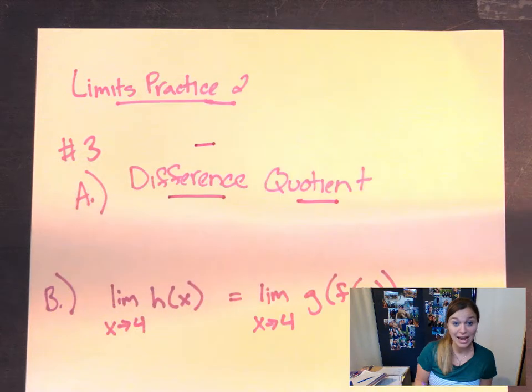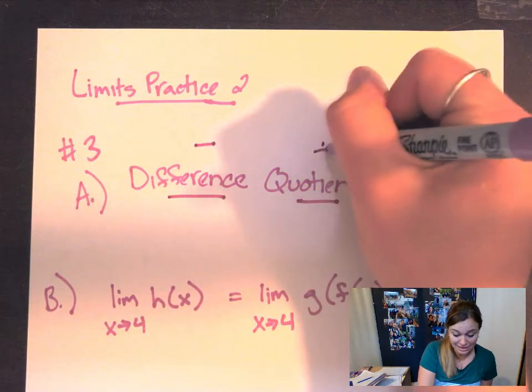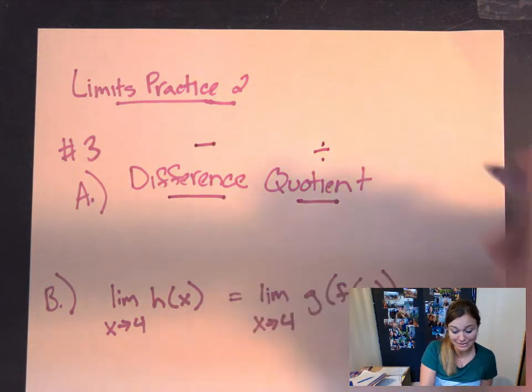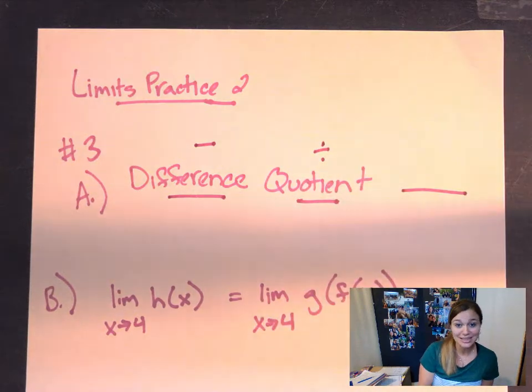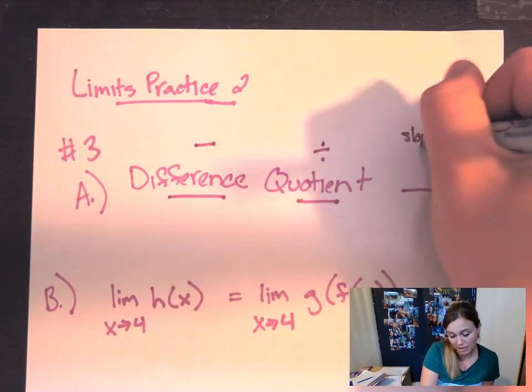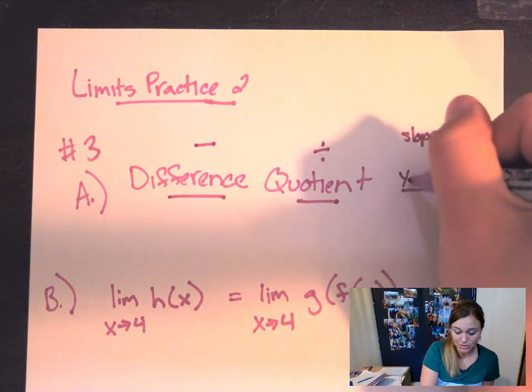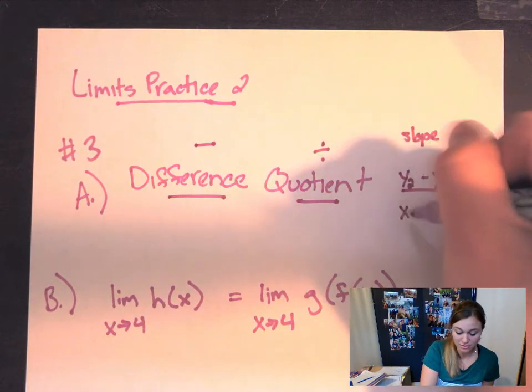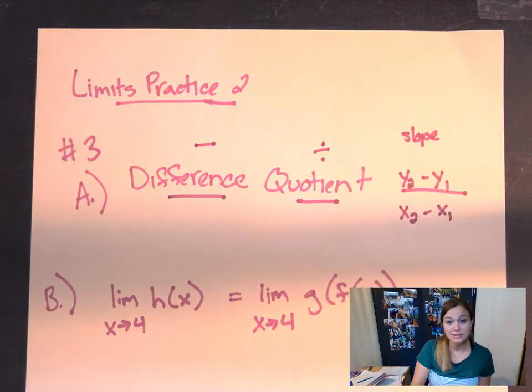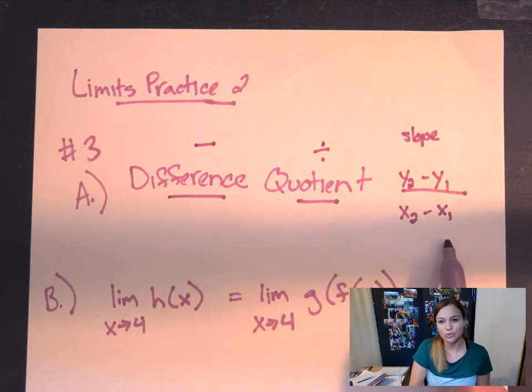Difference means subtract. Quotient is the answer to a division problem, or we can write this as a fraction. And we just said instantaneous rate of change was also slope. Think about the slope formula. That's y2 minus y1 over x2 minus x1. This is a difference quotient. It's just you want to fill in the numbers.